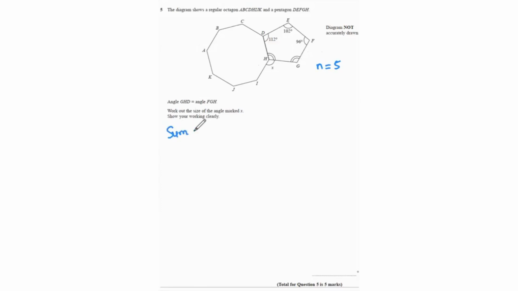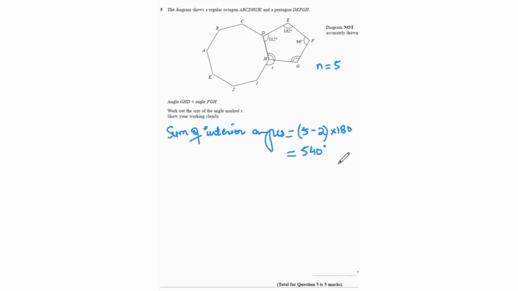So sum of interior angles, and this is for the pentagon. So that's going to be (5 minus 2) times 180. As you know, the formula is (n minus 2) times 180. You need to know this formula by heart because they're not going to give this in the formula sheet. 3 times 180, that's 540.